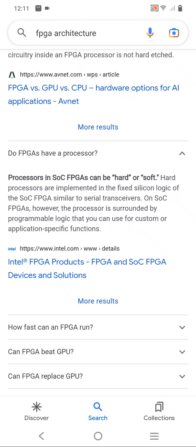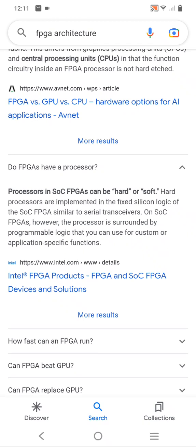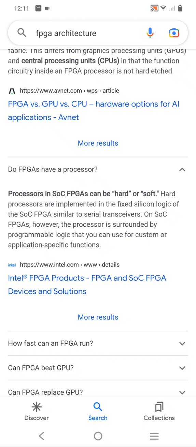However, the processor is surrounded by programmable logic that you can use for custom or application specific functions. So there are two kinds of FPGA use: one is hard, another one is soft. The soft one is where you can change the whole thing to whichever implementation you want. The hard one is a kind of gate array which is already programmed and does specific functions of the whole thing.